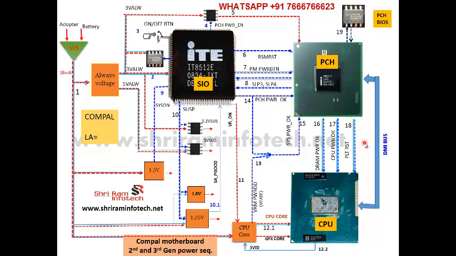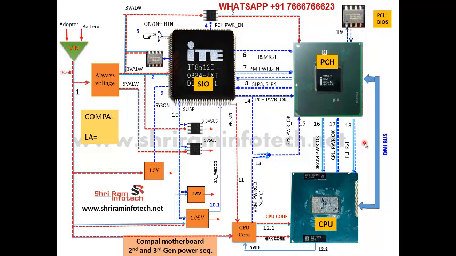At pin number 22, there you should get 3 volts. If 3 volts is coming on pin number 22 of the Wi-Fi port, that means the rest of all the signals are okay. You need not check the previous signals. All voltages are okay.